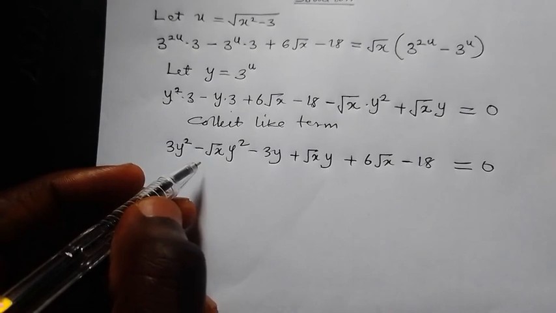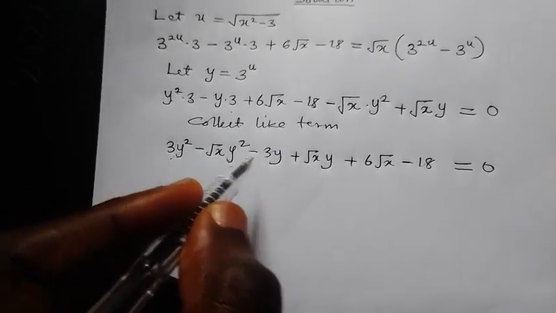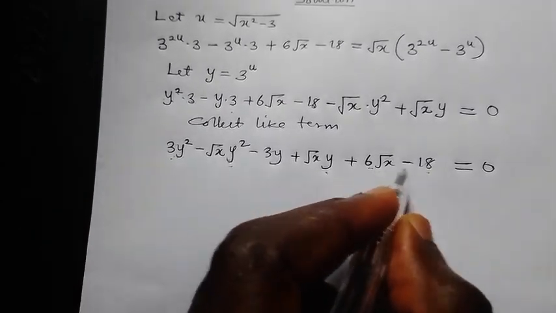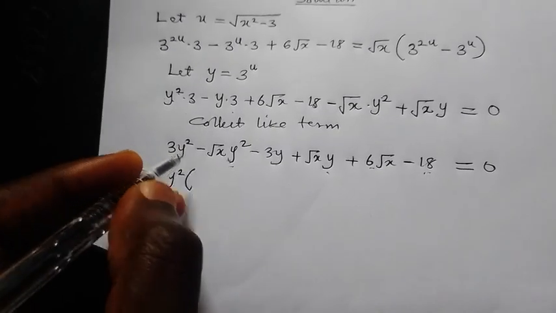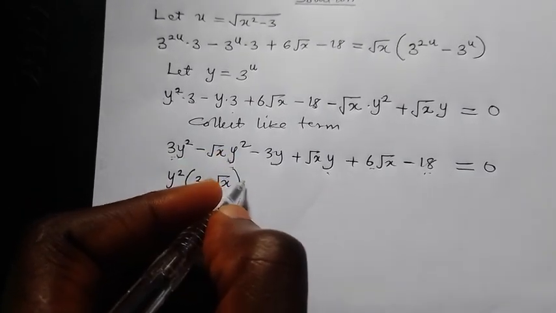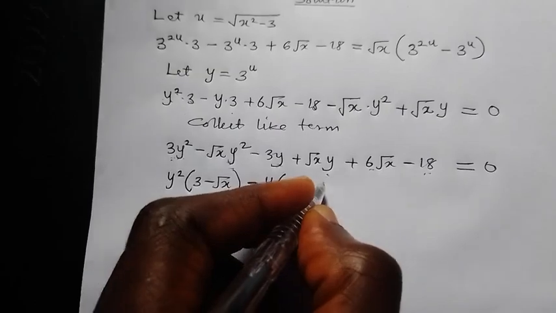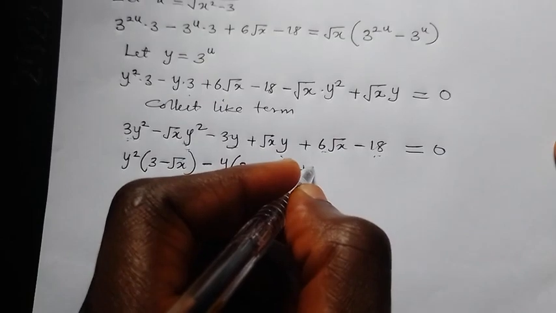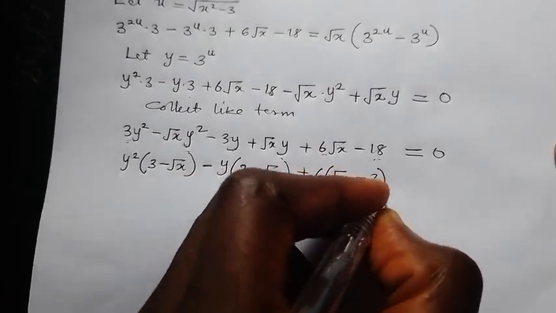Now if you take a closer look, you see that you can factorize y squared here. We can factorize y here, and we can factorize 6 here. So this means this can be written as y squared into bracket 3 minus root x, minus y is also common here, y into bracket 3 minus root x also, then plus here we can have 6 into bracket root x minus 3 equals to 0.